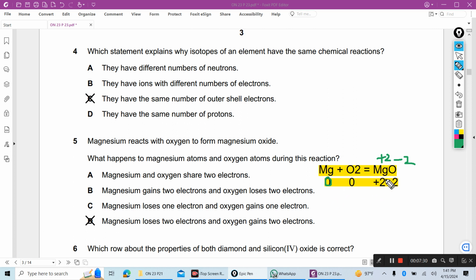Magnesium loses 2 electrons to form magnesium 2 plus. Oxygen gains 2 electrons to form O 2 minus. So this is the correct answer.